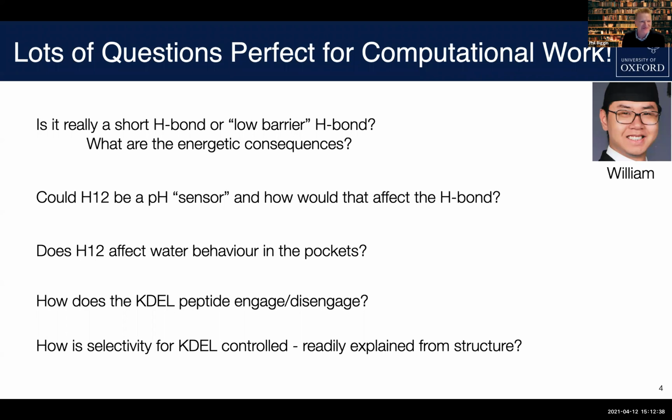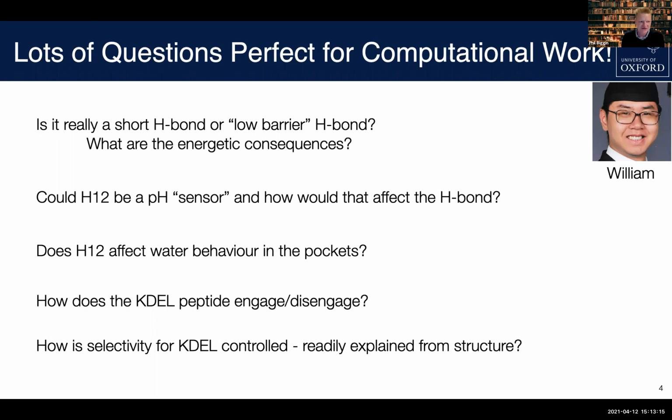There are a number of questions one can ask, starting from simple ones, like: is this short hydrogen bond really there? Sometimes these short hydrogen bonds are called low barrier hydrogen bonds, meaning it's very easy to move the proton from one acceptor oxygen to another. We can ask what the energetic consequences are of having such a short hydrogen bond. Does it mean anything at all? Could H12 be a pH sensor? And how would that affect the short hydrogen bond, if at all?